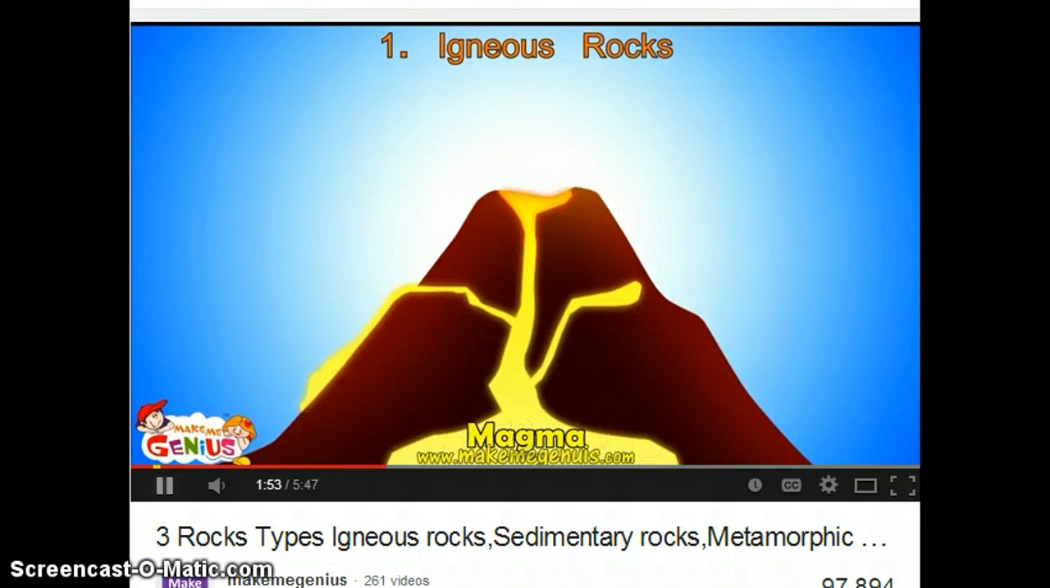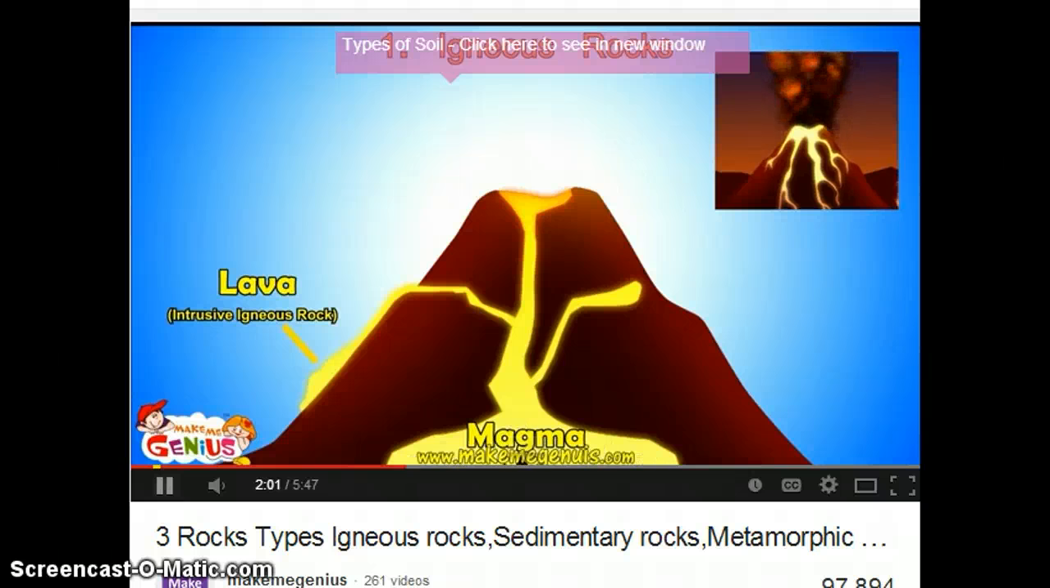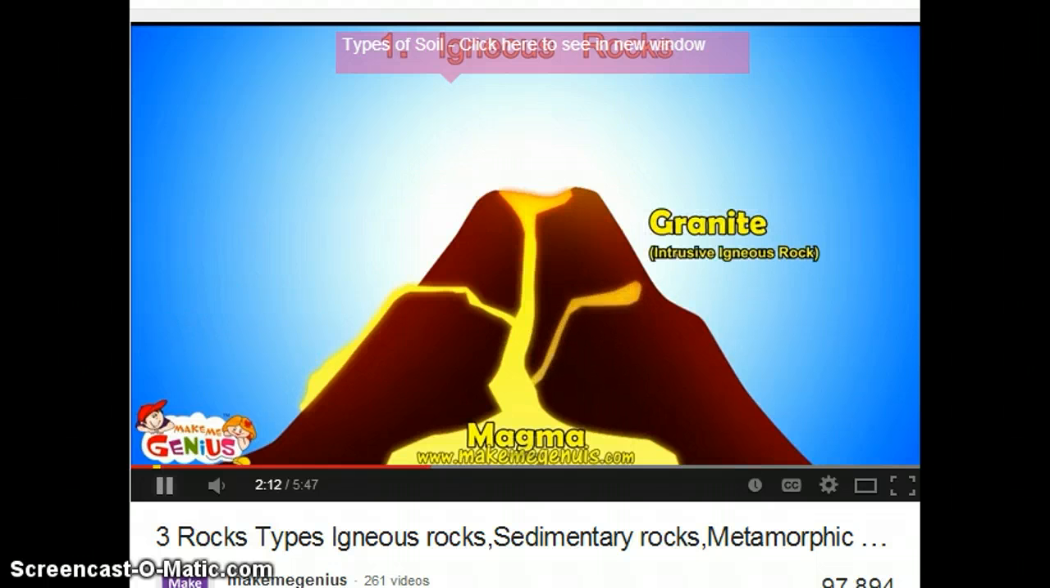It puts a lot of pressure on Earth's surface. Sometimes Earth's surface breaks and this magma comes out. When it comes out, it is called lava. Some of the magma can't come out, and it settles inside the Earth. Whatever magma cools inside under the surface of the Earth changes into granite. It is a kind of igneous rock.